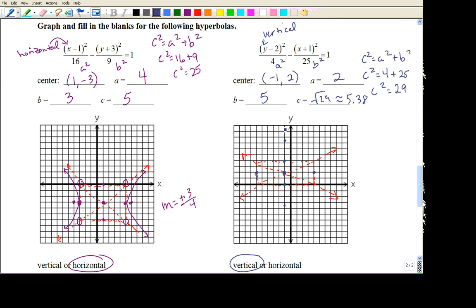Okay, and then for this hyperbola, it's vertical, so it's opening up and down. So we start at the vertex and swoop out towards the branches on each side. Remember, you'll never connect the foci. Okay, so there are the two branches opening up and down. Now let's fill in the rest of the information.